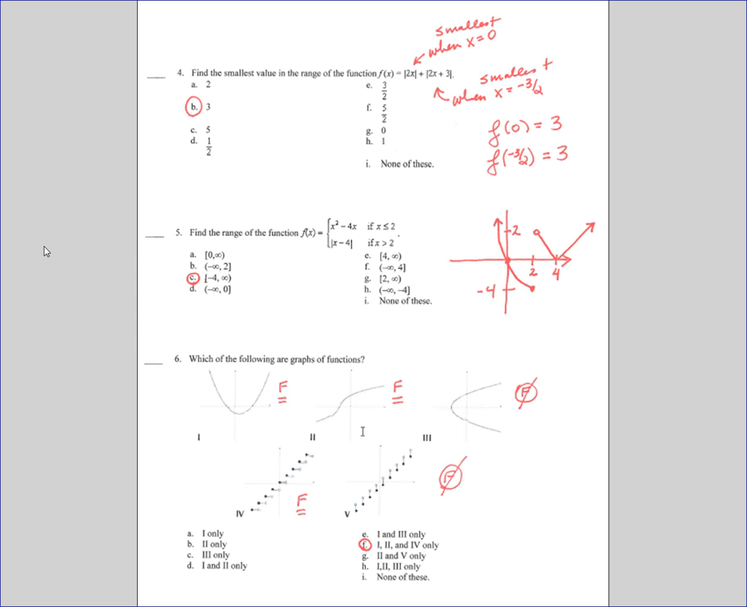The sixth question is perhaps the easiest question. Which ones are functions? Use the vertical line test. Remember the vertical line test, it can only cross the function once. And so Roman numerals 1 and 2 and 4 would all pass the vertical line test. Roman numeral 3 and Roman numeral 5 would both fail the vertical line test because we can draw vertical lines that touch the function in more than one point.